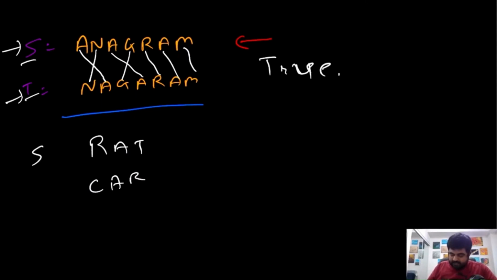Now in this case, s is equal to rat and t is equal to car. If we repeat the same process, R is present in both, A is present in both, but this T is not present in this string, and this C is not present in the other string, which means these are not anagrams of each other, and we need to return false in this case.